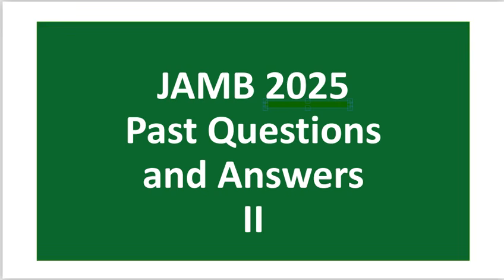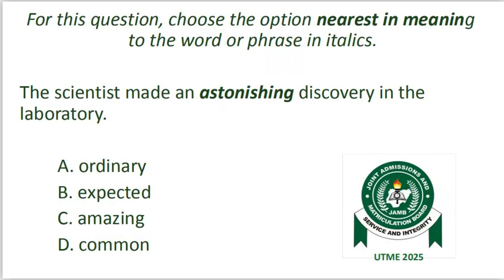Let the lesson begin. The first question says, for this question, choose the option nearest in meaning to the word or phrase in italics. Nearest in meaning. This one is based on synonyms. The scientist made an astonishing discovery in the laboratory. A. Ordinary. B. Expected. C. Amazing. D. Common. Now, we are looking for the option that is nearest in meaning to astonishing.